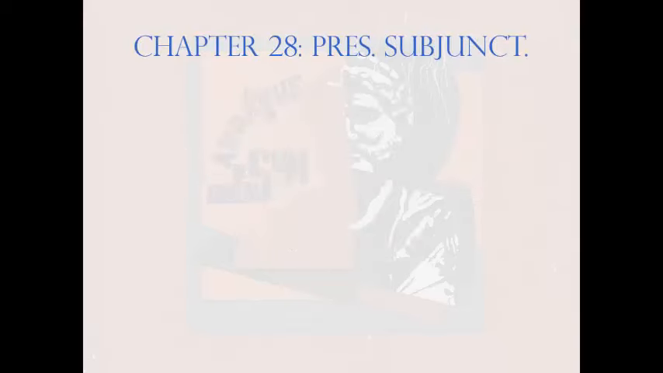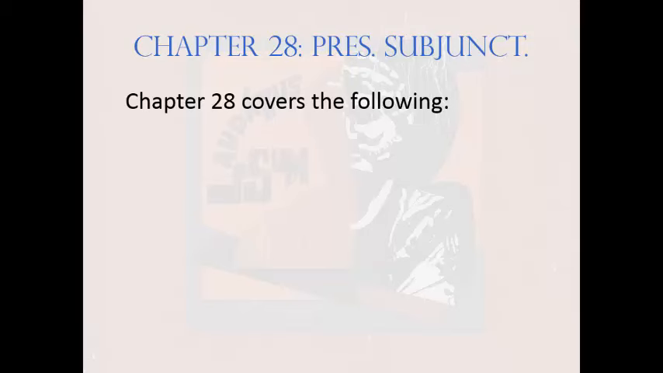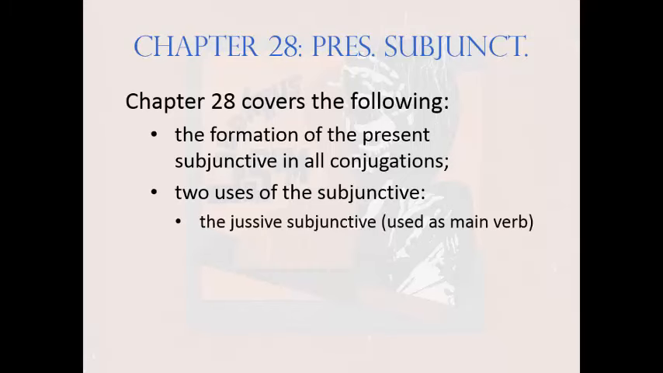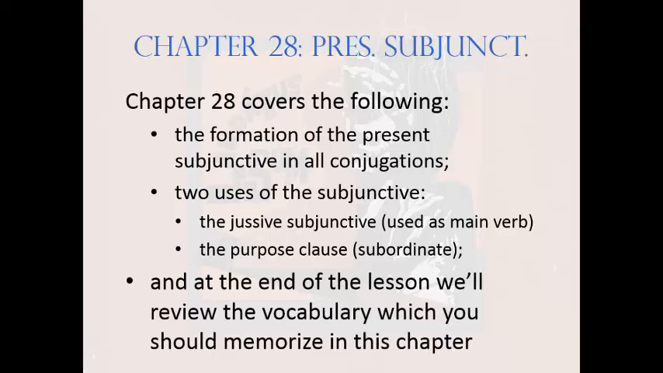Chapter 28. The Present Subjunctive. Chapter 28 covers the following: the formation of the present subjunctive in all conjugations, and two uses of the subjunctive mood: jussive, which is used as the main verb in a sentence, and the purpose clause, which is a type of subordinate clause. At the end of the lesson, we'll review the vocabulary which you should memorize in this chapter.